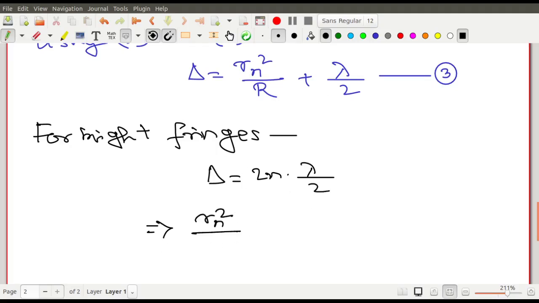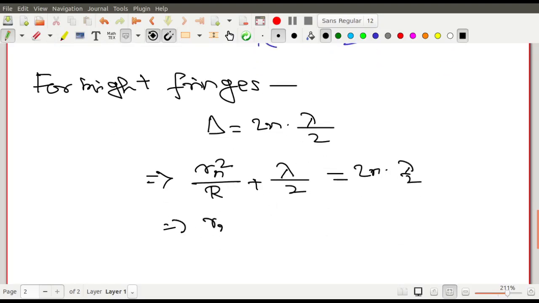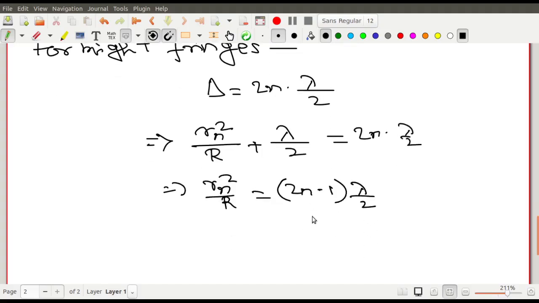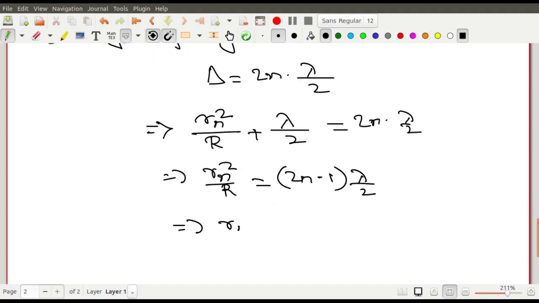Bright fringe, you know, is an even multiple of lambda by 2. This is the basic condition of interference, and then you move from system to system. So this is twice n into lambda by 2, or I may write this one to be Rn square by capital R. This is twice n minus 1 into lambda by 2. And twice n minus 1 is definitely another integer. So we understand that it is another integer.